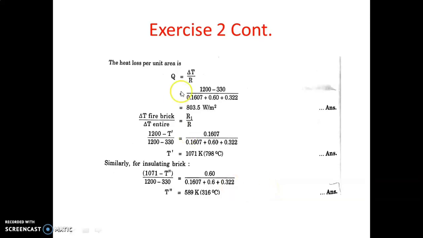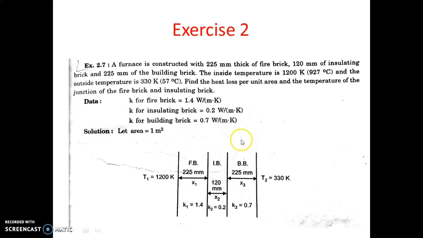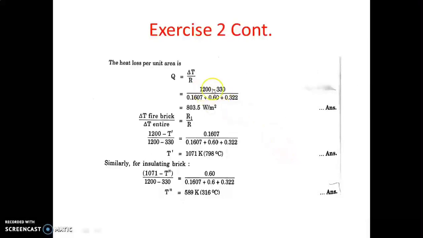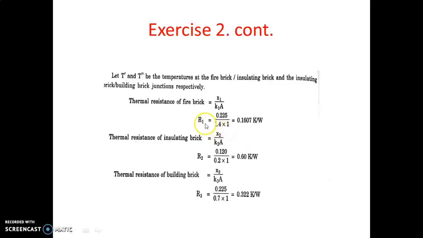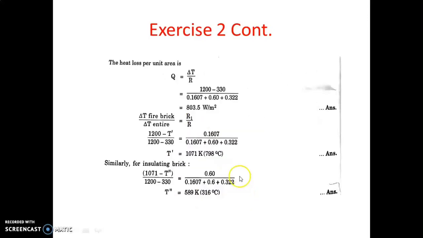Then our formula for heat loss per unit area is Q is equal to delta T by R. So delta T is nothing but the temperature difference between these two surfaces. So this is the temperature difference, 1200 minus 330. So you have to put it here, and R means total thermal resistance, which is nothing but the addition of R1, R2 and R3. So we have added here the resistances which were calculated in the previous slide.